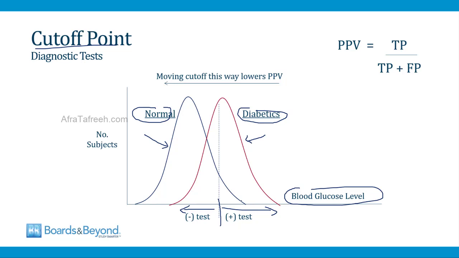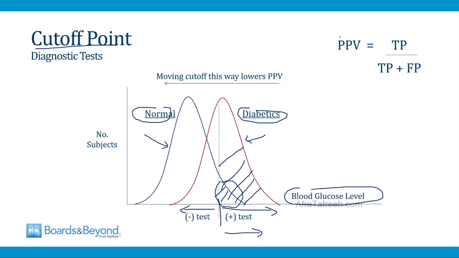When we do this, we're going to get a number of true positives. That's all these individuals under the red curve here of patients who have diabetes. But we're also going to get some false positives. That's these patients right here under the blue curve that are above the cutoff point here.